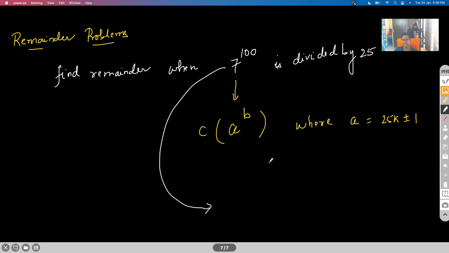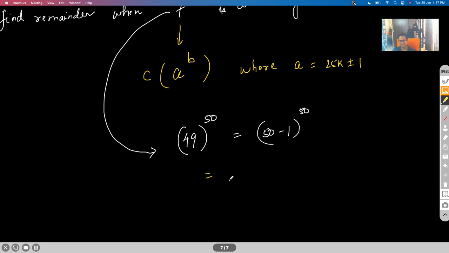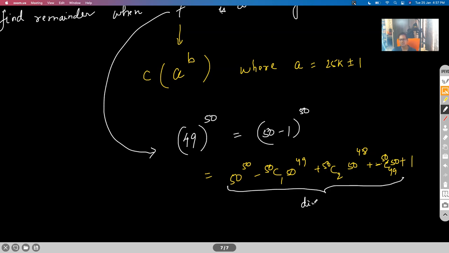So in this case, can I write this as 7 to the power 2, which is 49, to the power of 50? Where 49 is a multiple, not the nearest one, of 25 minus 1. So I can write this as 50 minus 1 to the power 50. What is the advantage of expressing it like this? If you expand it, you'll get 50 to the power 50 minus 50 C1, 50 to the power 49, plus 50 C2 into 50 to the power 48, and so on. And the last term will become plus 1. Correct me if I'm wrong. Let me write the term before it: it'll be minus 50 C49 into 50. Now see here, till here, all the terms are divisible by 50.